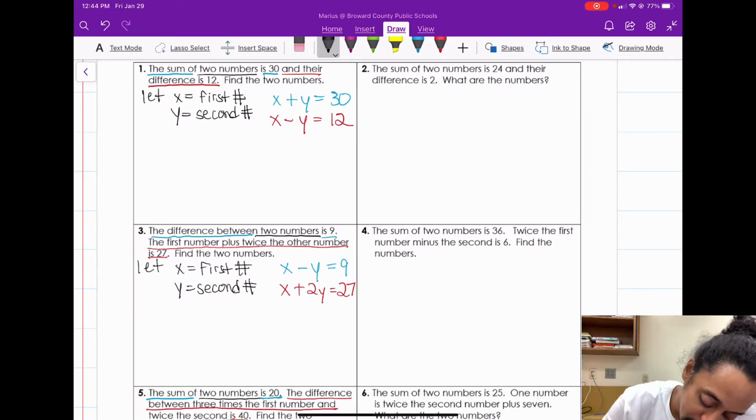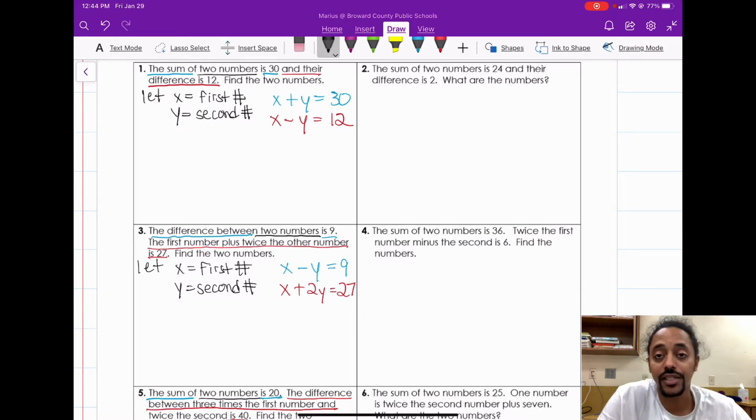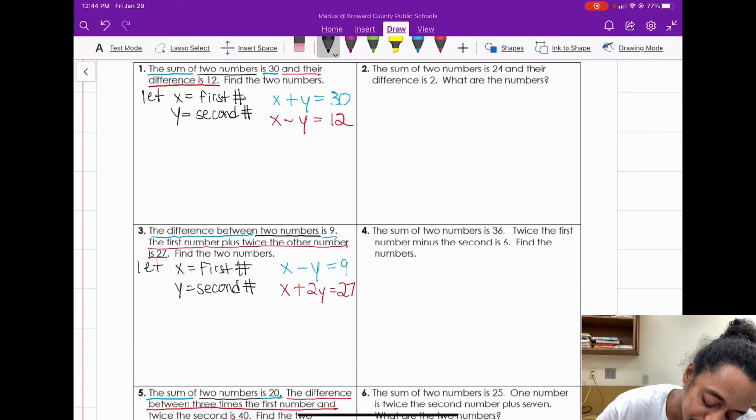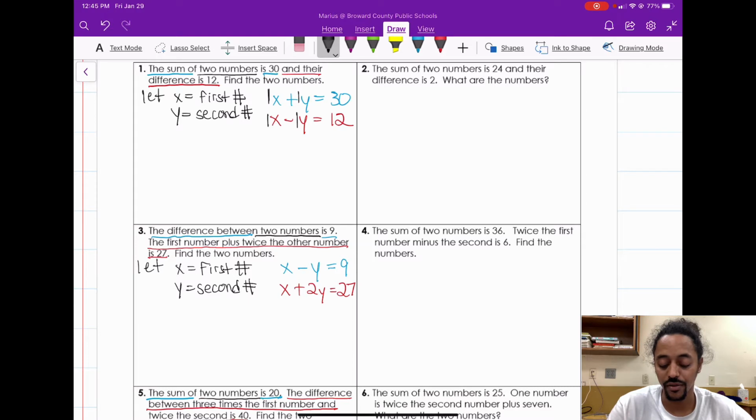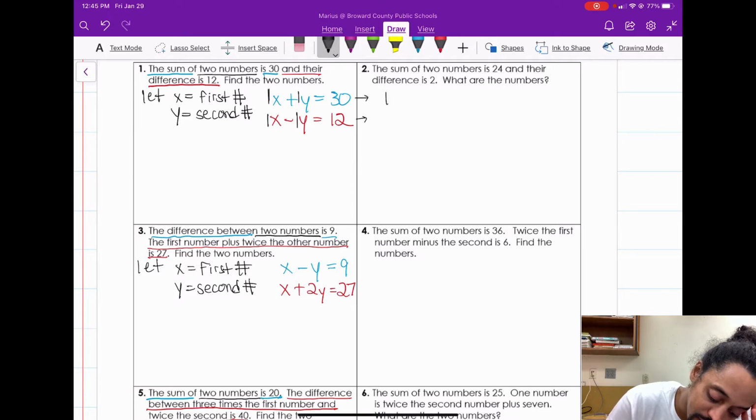Number one, the way that I would suggest going about solving this is just through elimination. Most of these problems, we're probably going to use elimination in some form or fashion. If we notice, all of the coefficients for each variable in each equation are positive 1, except for the y in the second equation, which is negative 1. That's a key feature. This is really 1x plus 1y equals 30, and 1x minus 1y equals 12.